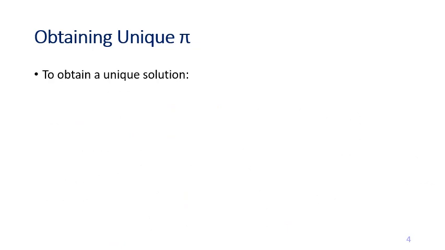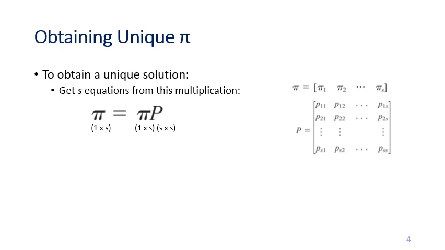From the multiplication in the previous slide, pi equals pi times P. If you perform the multiplications, you will get s number of equations. However, if you solve these s equations, you will not obtain a unique solution, which means that you will not obtain a unique pi_1, pi_2, up to pi_s.